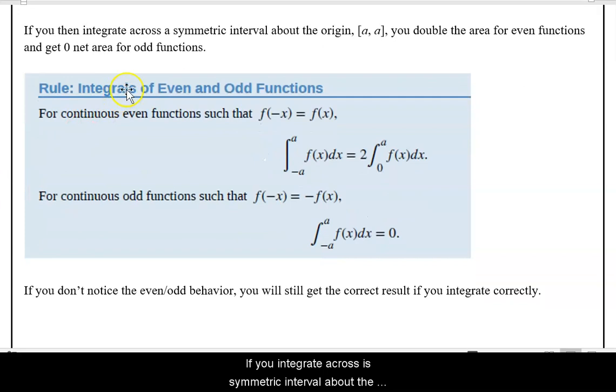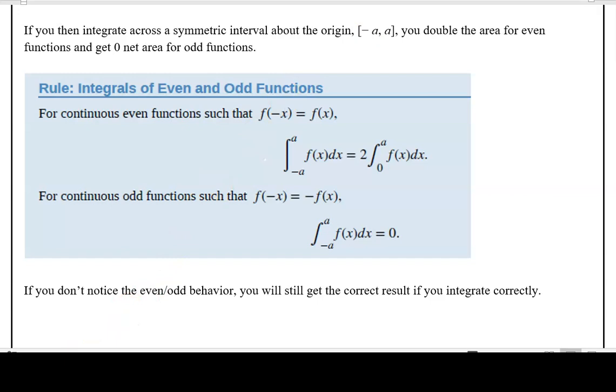If you integrate across a symmetric interval about the origin from negative a to a, then you will get double the area for an even function, since you have a symmetric function across the y-axis, and you'll get 0 net area for odd functions since they are origin symmetric and have as much above the axis as they have below. This is basically what it would look like in integral notation. Notice that the limits of integration are the same in absolute value, but opposite in sign.